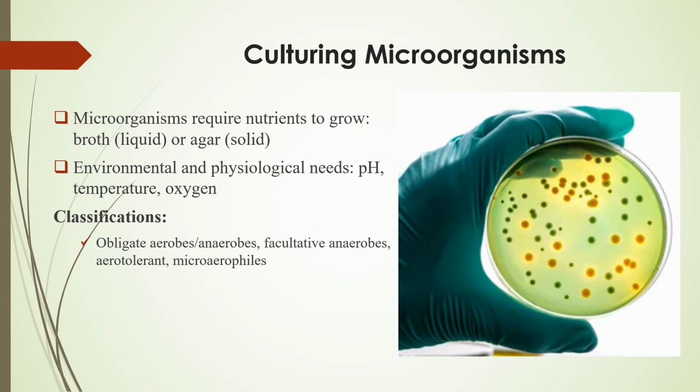Another way to categorize microbes is by how they use oxygen. Obligate anaerobes are injured by oxygen, whereas obligate aerobes require it. Microaerophiles only need trace amounts of oxygen to thrive. Facultative anaerobes can grow with or without oxygen, and aerotolerant anaerobes tolerate oxygen but do not use it.